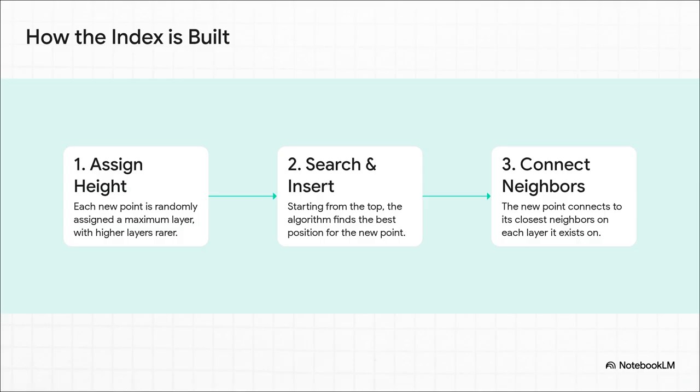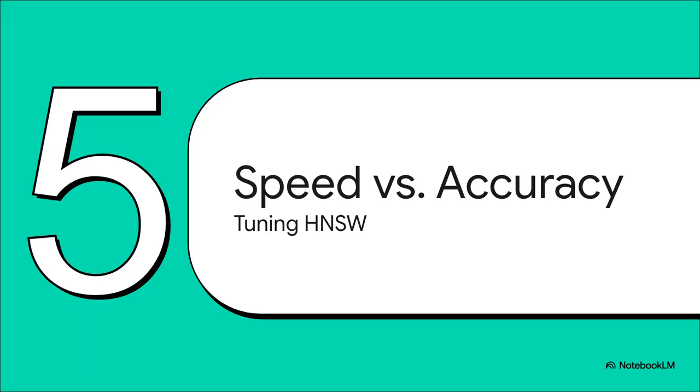Then, the algorithm searches from the top down to find the perfect spot for it. And finally, it connects that new point to its closest neighbors on every level it exists on, weaving it right into the network. Now, this next part is absolutely essential for our study guide. It's understanding that HNSW isn't a magic bullet. It's more like a high-performance engine that's highly tunable. Its performance is all about a series of trade-offs that you can control to get the perfect balance of speed, accuracy, and memory usage for your needs.